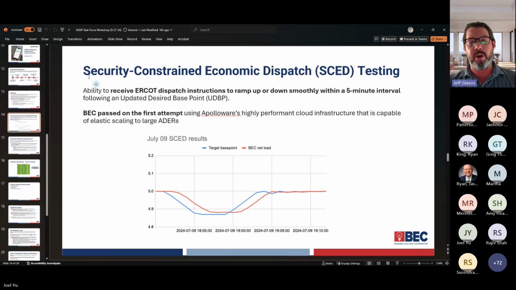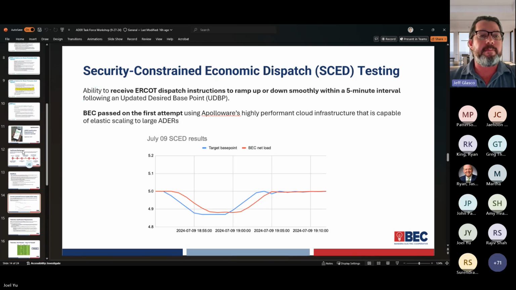We were sitting there in an open call with ERCOT. It kind of felt like we were in a NASA control room. About 20 minutes into the test, they said, okay, we're satisfied. And we looked around like, does that mean we passed or what? But it turns out we did. You can see the blue line there is the base point that ERCOT's sending, and that smooth red line is our system performance, following the 5-minute interval requirement.